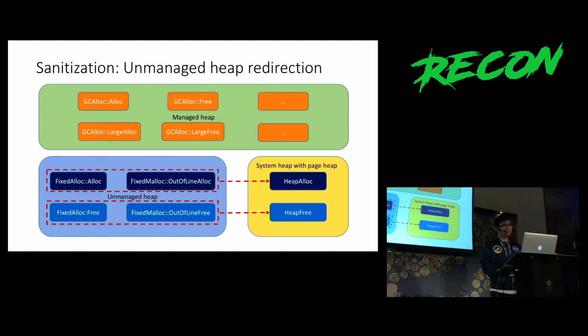Now we will use one slide to talk about sanitization. Flash uses a managed heap and an unmanaged heap as heap allocators. We redirected the unmanaged heap to the system heap and turned on the page heap to make memory corruption in the unmanaged heap easier to detect. We redirected fix alloc and out of line alloc to heap alloc, and we redirected free, fix alloc free, and out of line free to heap free.